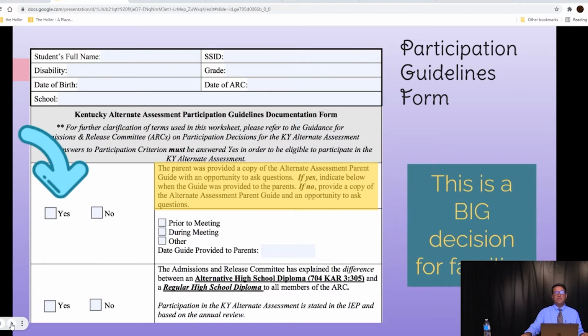This is a big decision for a family, so we want to be empathetic. We want to make sure that we provide the parents enough time to make this big decision, because it's going to have some far-reaching implications for this student's education as they move forward.